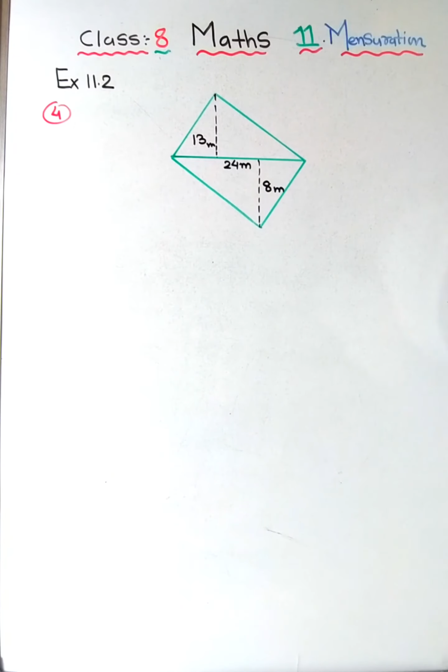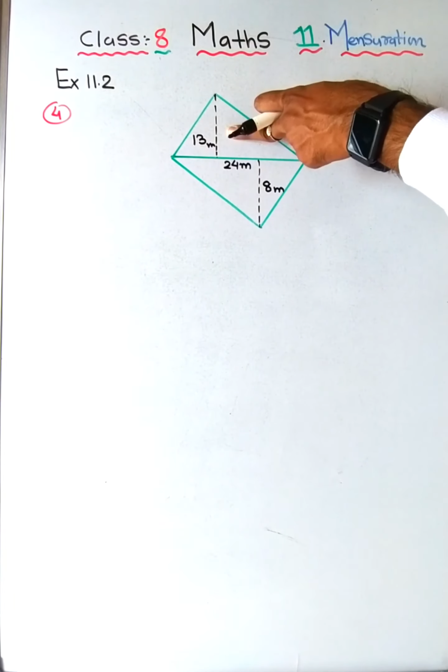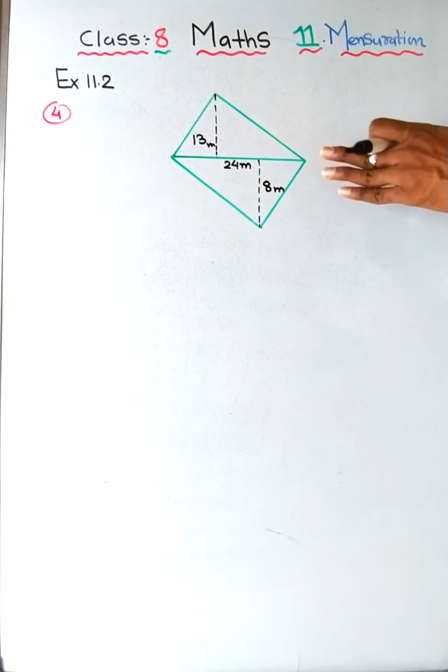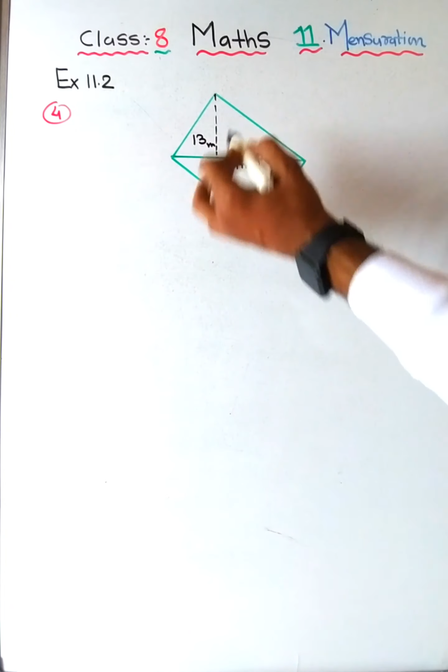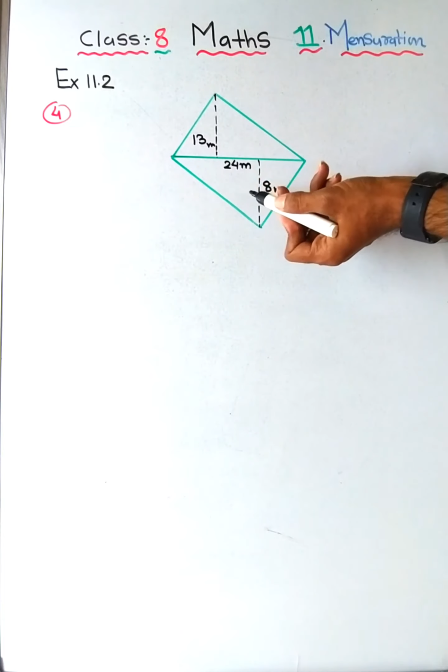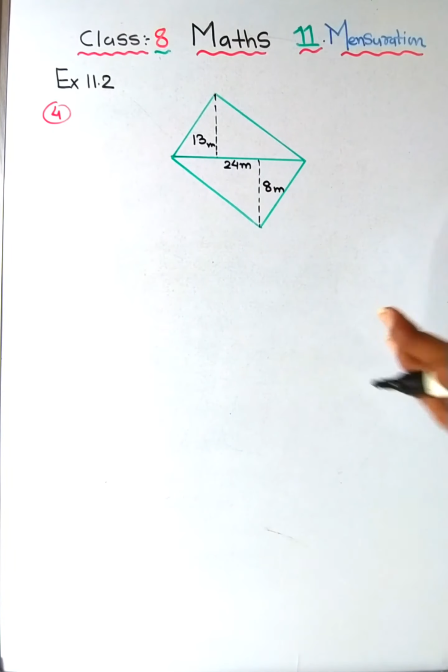In question number 4, the diagonal of a quadrilateral shaped field is 24 meter and the perpendiculars dropped on it from the remaining opposite vertices are 8 meter and 13 meter. We have to find out the area of the field. Now this quadrilateral, you can see, is divided into two different triangles by the diagonal. So we will not use the trapezium formula over here, we will use the triangle formula.